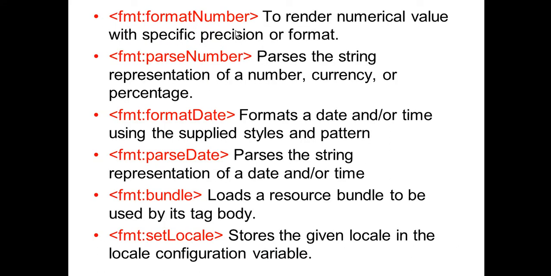fmt:formatNumber enables you to render a numeric value with some precision or any format. You can also fix a format. We will see in an example how you can use it for formatting a number. You can also parse a number, meaning you want to print a number in the form of a number, currency or percentage. You can format a date, you can parse a date, and you can use a bundle, which loads a resource bundle to use by its tag body. A bundle is required if you want to parse a number or a date in multiple locales.